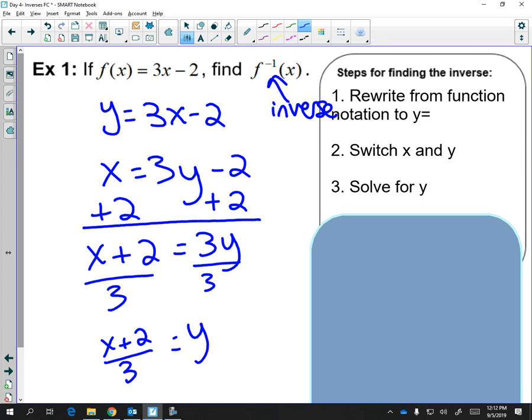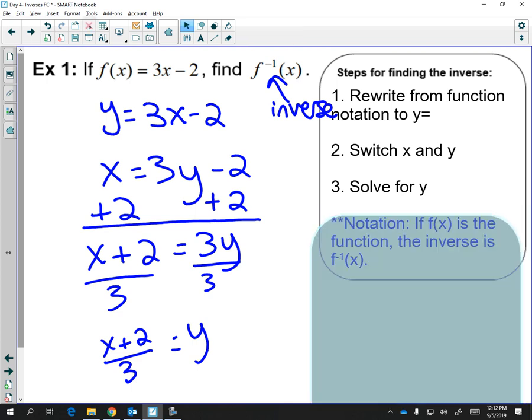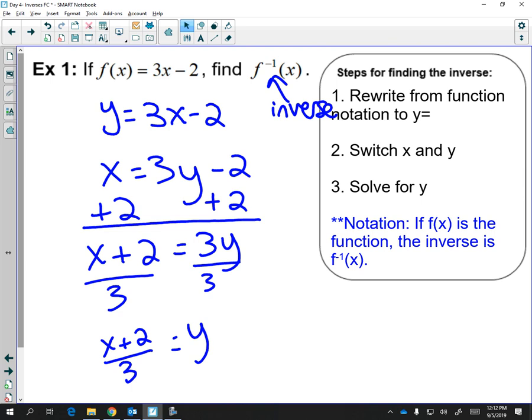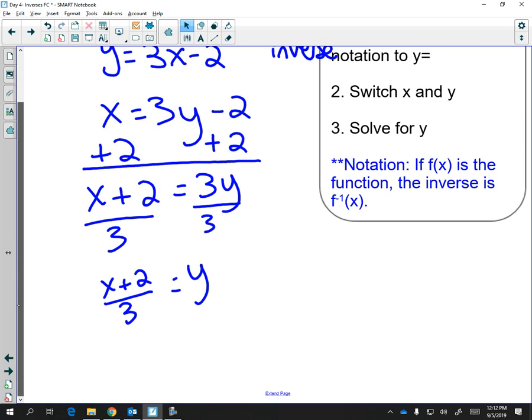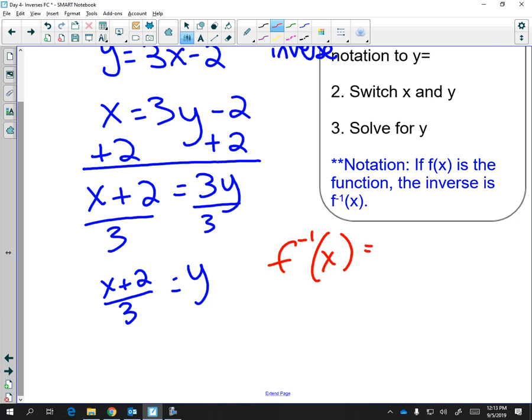But you're still not done, because if you noticed in the question, we were given f of x. They told you to find f to the -1 of x. We found y. So your very last step is to put it back into function notation. That part's really important. If they ask you to find f to the -1, don't leave it as y. You need to put it back in the proper notation. So your final answer should be f to the negative 1 of x is equal to (x plus 2) over 3. Now this is perfectly correct.